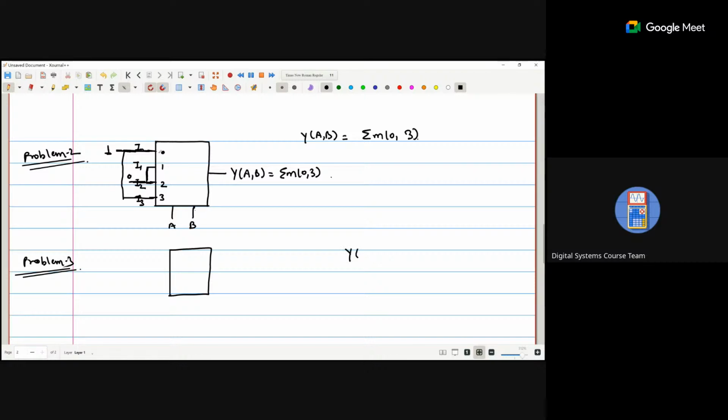If we are having a Y(A, B), that is again 0 and 3, and we have to implement it using a 2 cross 1 mux. That means 2 input lines and 1 select line. We have 2 inputs, A and B, but we can use only one input as a select. The second input we connect as the input line I0.